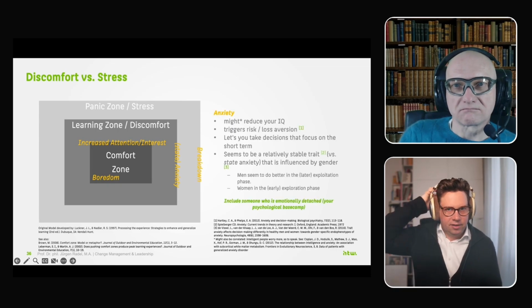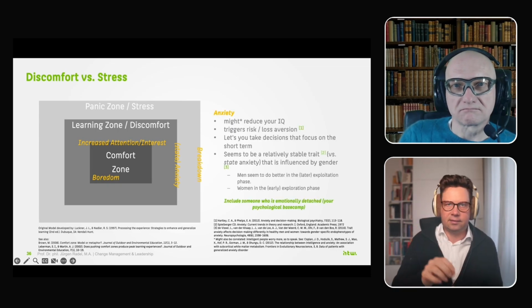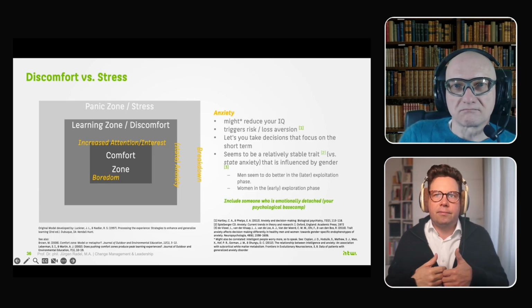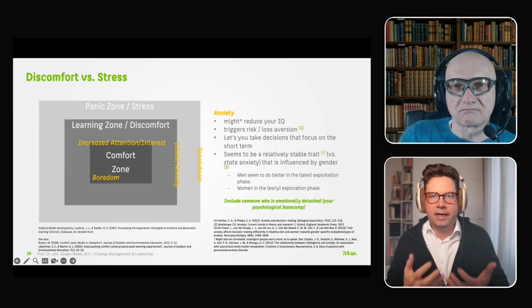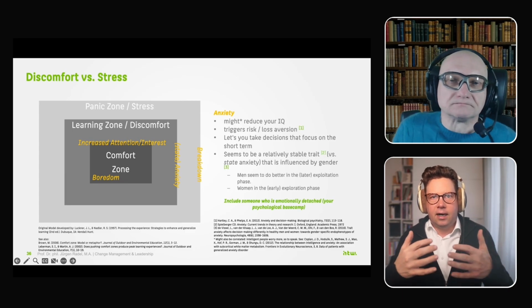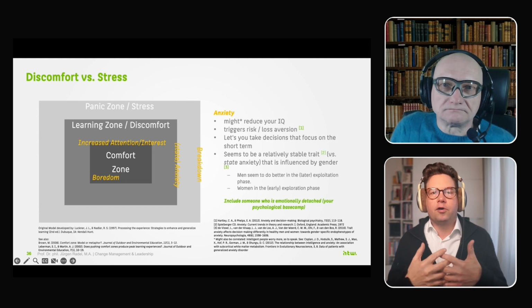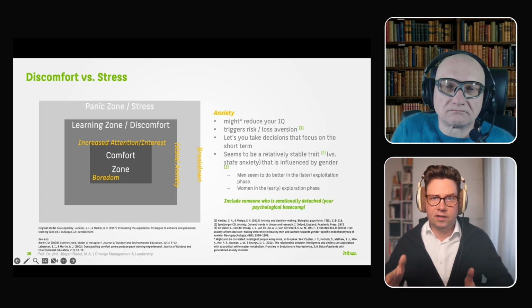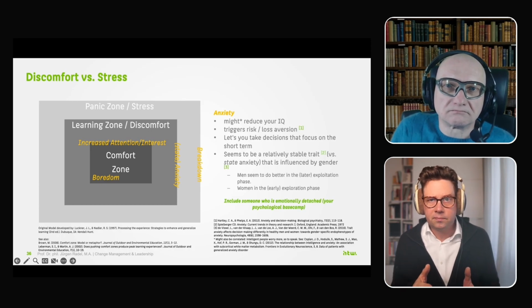Here is something that I usually show in another class. So the framework is just enough on the left side. This is just what I show in another class, where people are saying that anxiety might reduce your IQ, your working memory capacity drops. If you're anxious, your risk aversion is triggered, or your loss aversion, which is not always a bad thing, but it lets you take decisions that focus on the short term.